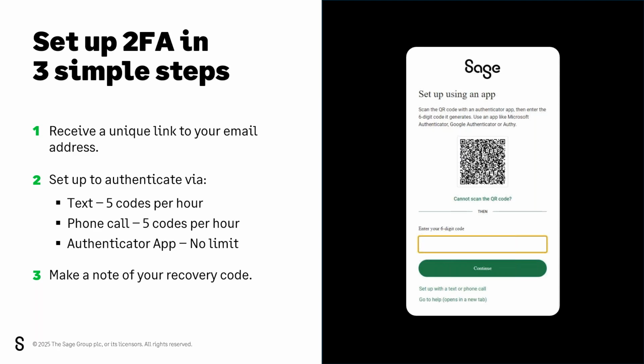And then lastly, you're going to make a note of your recovery code. So the recovery code is if you are unable to authenticate using your primary method, you will then pop in your recovery code to recover your account. Let's take a look at the video demonstration. We'll demonstrate the process twice, once using an app and then once for using a text or phone call.